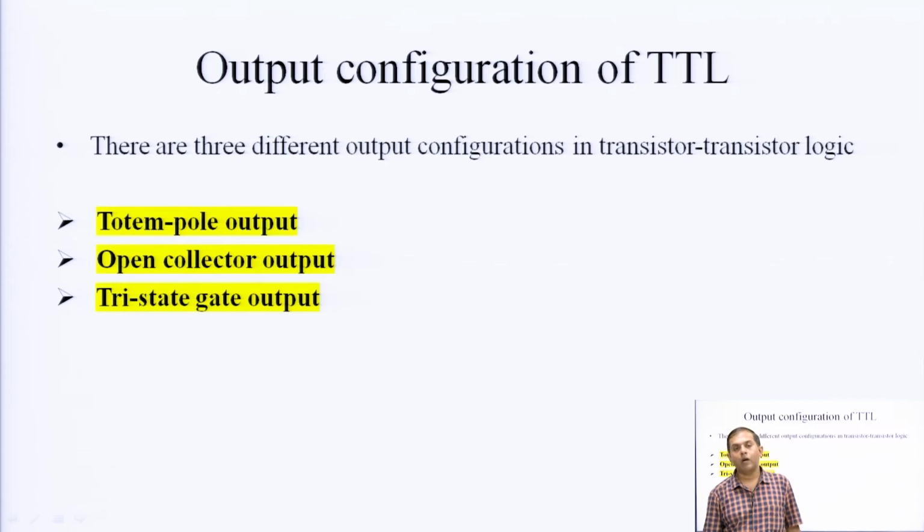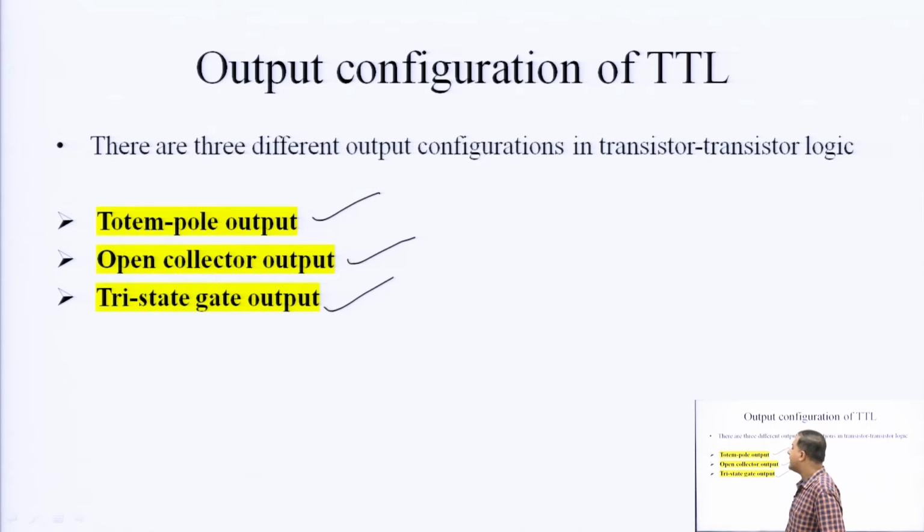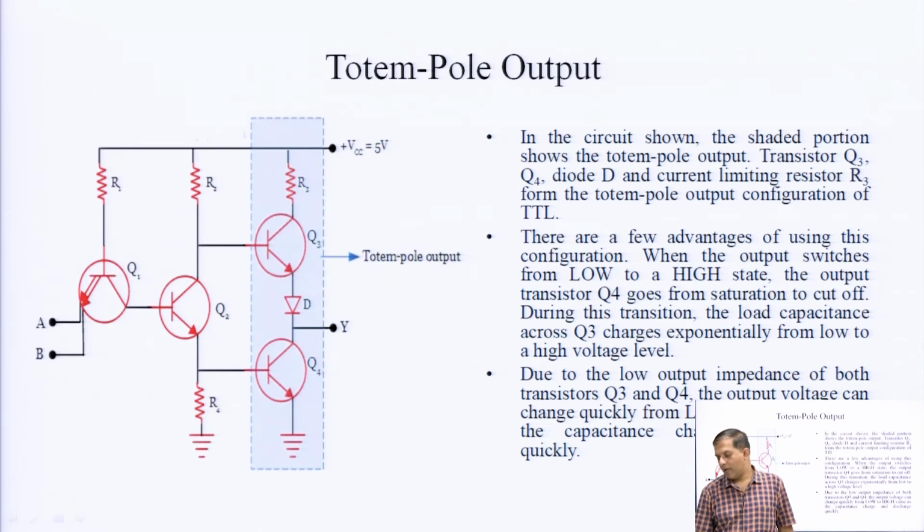Okay. So, now we are going to discuss the output configuration of TTL logic. There are 3 different output configurations. First one is totem pole output, then open collector output and tri-state gate output. So, let us discuss. This is the totem pole output.